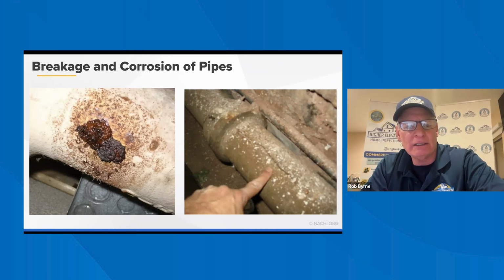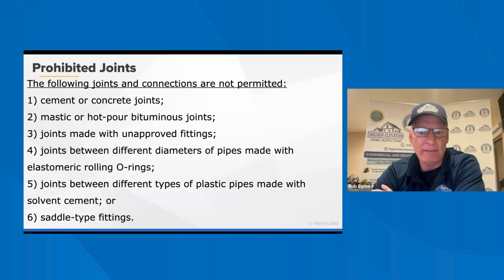Prohibited joints. The following joints and connections are not permitted: cement or concrete joints, mastic or hot poured bituminous joints, joints made with unapproved fittings, joints between different diameters of pipes, joints between different types of plastic pipes made with solvent, and saddle type fittings. So that's all stuff that is not permitted. And if you see these types of things on your plumbing inspection, you should call them out.